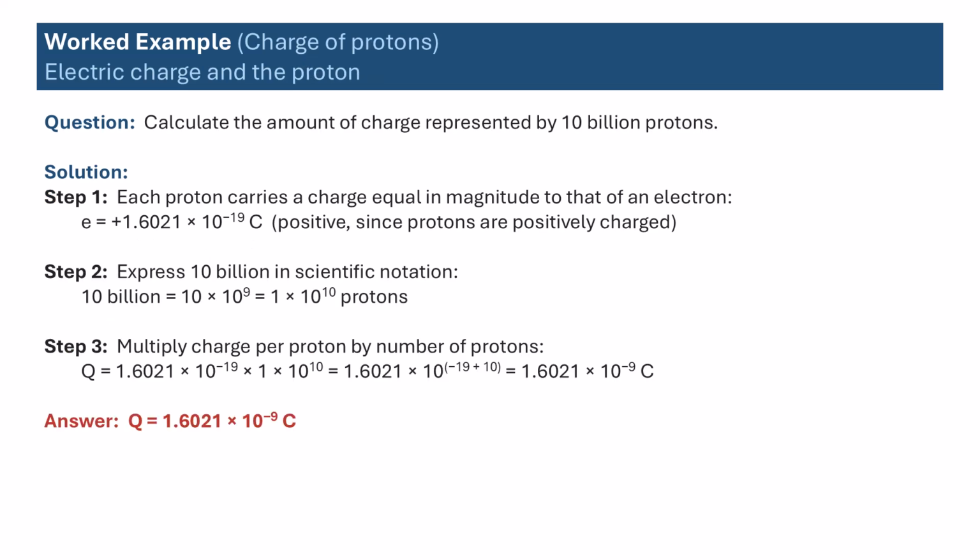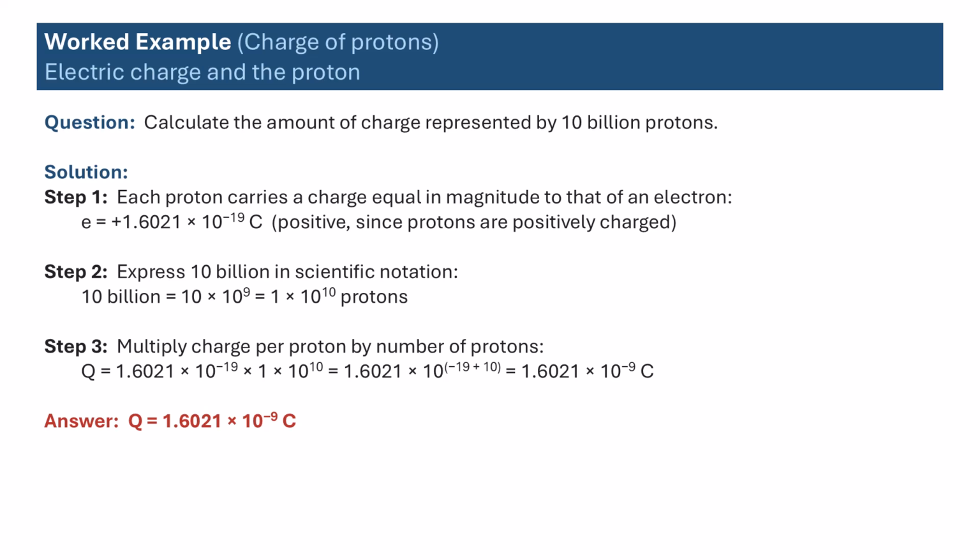This worked example extends the concept of atomic charge to protons. The problem states, calculate the amount of charge represented by 10 billion protons. Protons carry a positive charge of equal magnitude to that of an electron. The charge of a single proton is e equals plus 1.6021 times 10 to the power of minus 19 C. Note the positive sign, which reflects the positive nature of the proton.